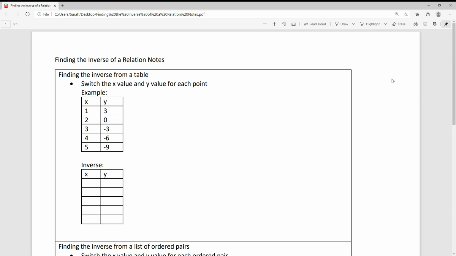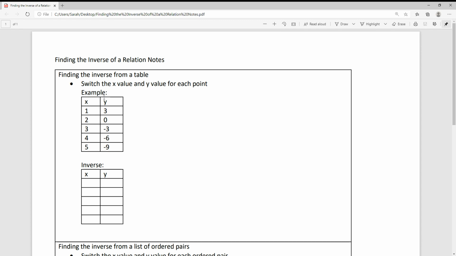We'll be finding an inverse if you're given the table of a relation, a list of ordered pairs for the relation, or a graph. On your assignment, you won't have to deal with any graphs, but I just want you to know the concept because it's linked to what we'll do with equations in the future. So let's start if we have a table.